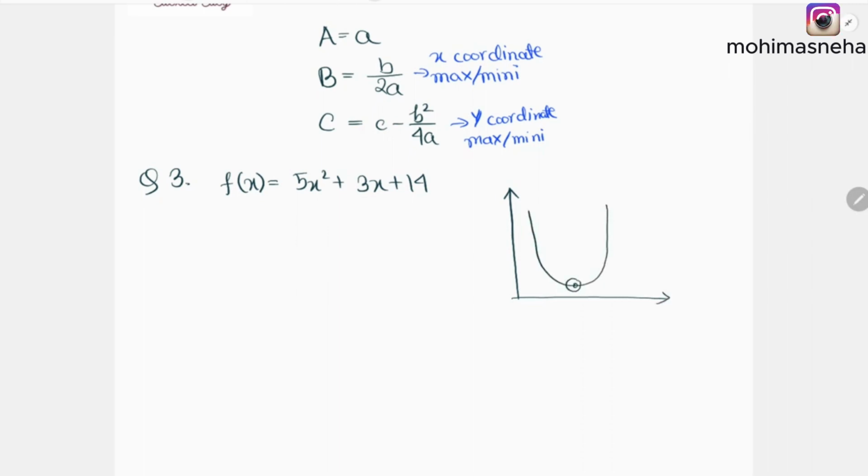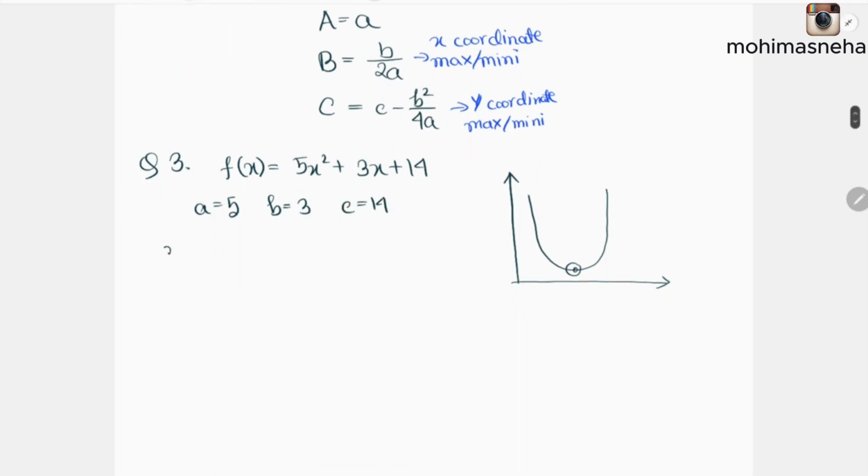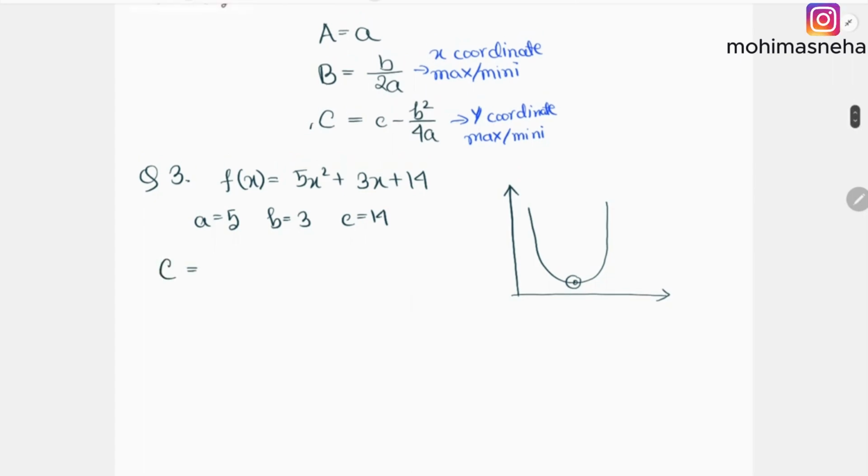Now we need to find out the y coordinate for this graph. So for the y coordinate, the value for small a is 5, value for small b is 3, value for small c is 14. As we are just concerned about the y coordinate, the y coordinate can easily be calculated using the formula of capital C, which is small c minus b square over 4a. C was 14 minus 3 square over 4 multiplied by 5. So when you calculate this, you get 13.4.